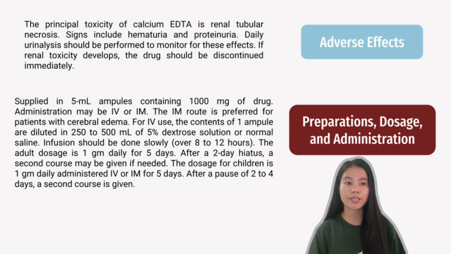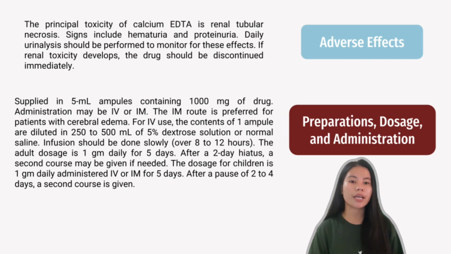Then for the preparations, dosage, and administration, so calcium EDTA is supplied in 5 ml ampoules containing 1000 mg of drug. So administration may be through IV or IM. So the IM route is preferred for patients with cerebral edema. So for IV use, the contents of 1 ampule are diluted in 250 to 500 ml of 5% dextrose solution or normal saline. Then infusion should be done slowly over 8 to 12 hours.